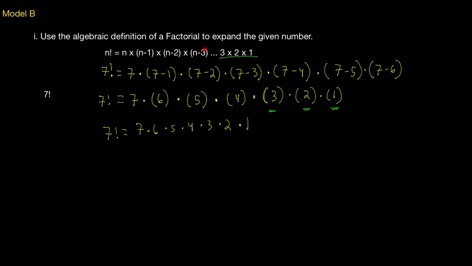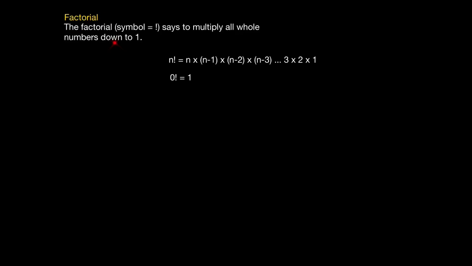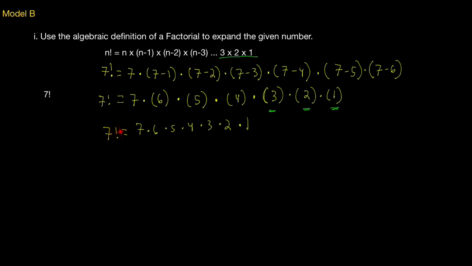This is the formal recipe here. And after you've done this recipe a couple of times, you'll see that it'll be automatic. You won't have to do this process. You will just see that this written version can suffice, right? We're just going to multiply all whole numbers down to 1. So if I have 7 factorial, I'm going to begin with 7 and multiply all whole numbers down to 1.